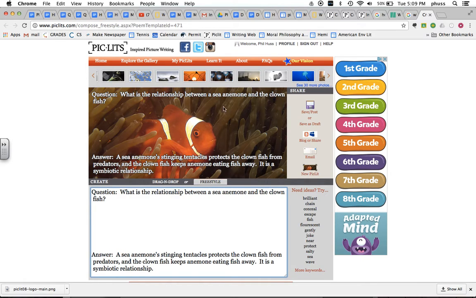What's the relationship between a sea anemone and the clownfish? Answer: a sea anemone's stinging tentacles protect, get the subject-verb agreement right, the clownfish from predators. And the clownfish keeps anemone-eating fish away. It's a symbiotic relationship. Very happy with it. I encourage you to go out there and try that. Ask a question that you have to go to the web and find, and then try to process that information in an answer. Have some fun with it.